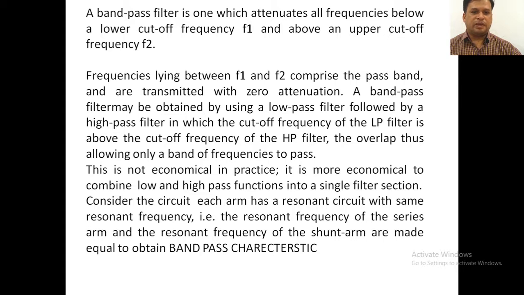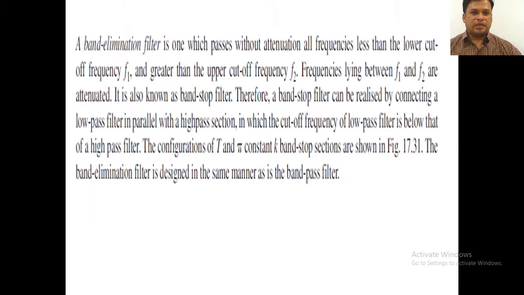The name itself is there, band pass filter. This is not economical in practice because we are combining both of the filters, and it is more economical to combine low and high pass functions into a single filter section. So now consider the circuit. Each arm has a resonant circuit with the same resonant frequency, that is the resonant frequency of the series arm and the resonant frequency of the shunt arm. Shunt arm means parallel arm, and they are made equal to obtain band pass characteristics.